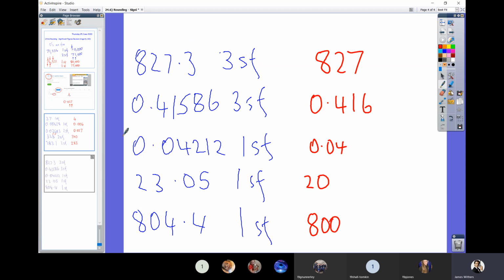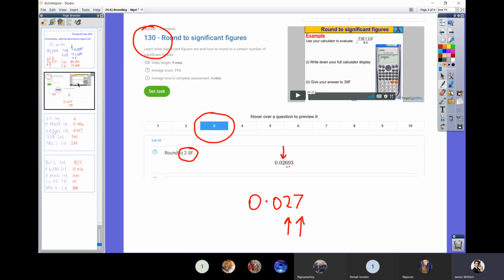We did spend a few lessons on this earlier in the year. So if you could all go and do Hegarty 130 now, I will keep an eye on your marks and transfer them across to Teams and give you some feedback. And obviously I'm here on Teams to help you if you get stuck.